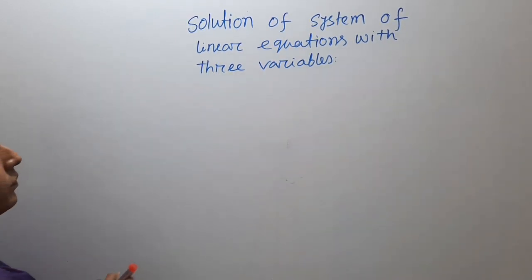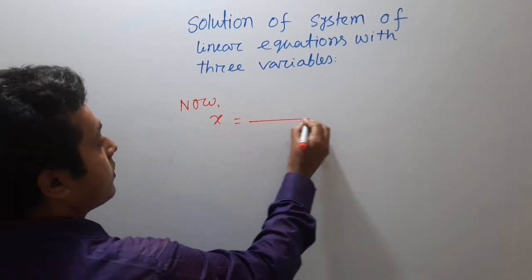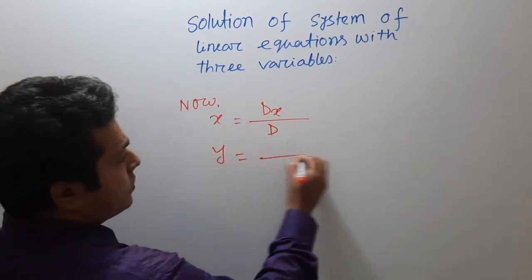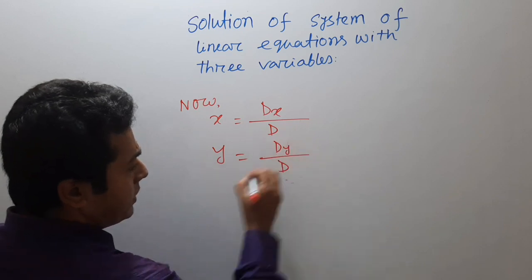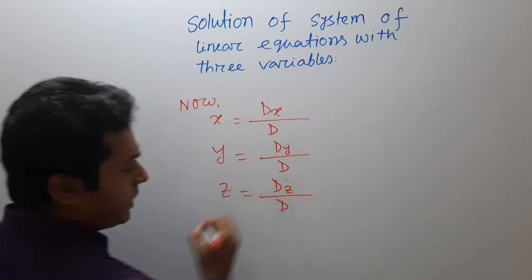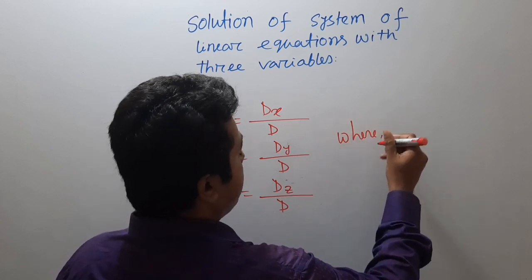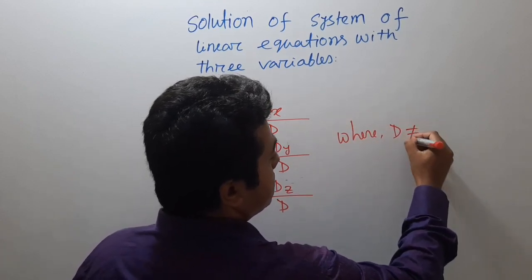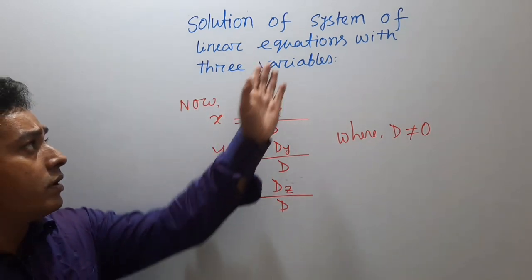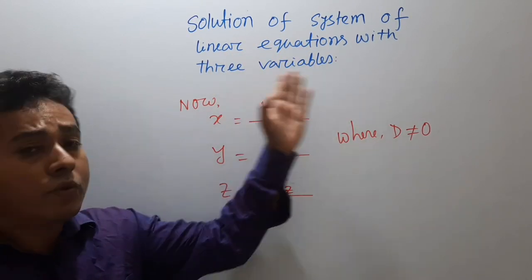x is equal to dx divided by d, and y is equal to dy divided by d, and z is equal to dz divided by d, where d is not equal to 0. And this is the method for the solution of a system of linear equations with 3 variables.